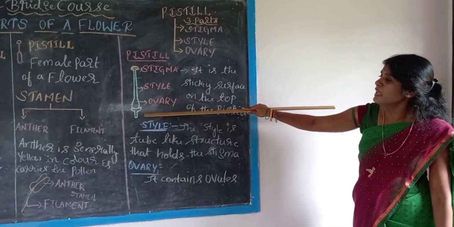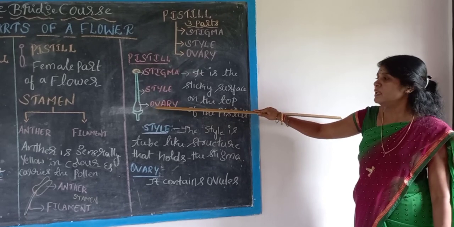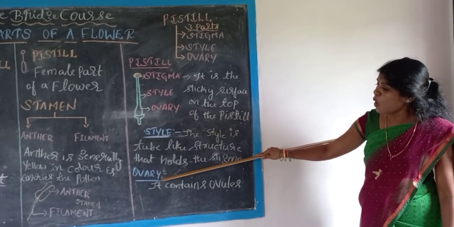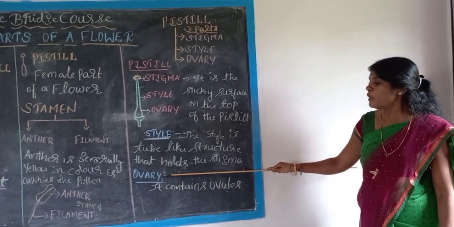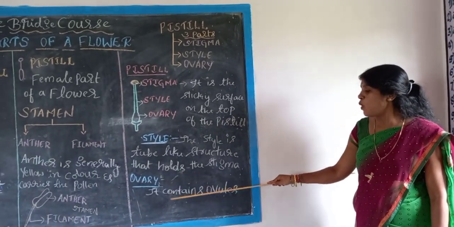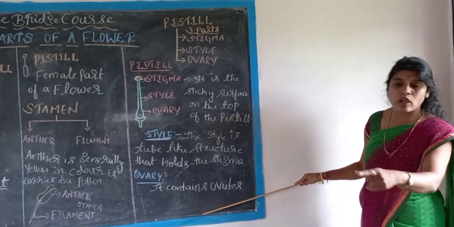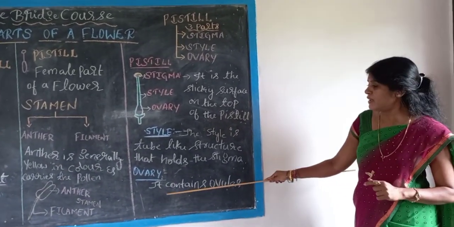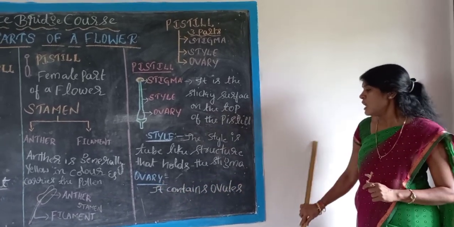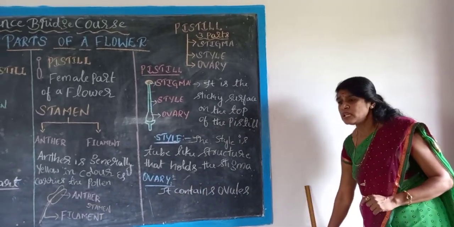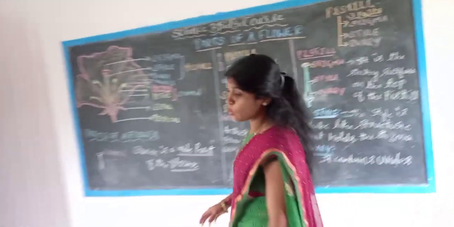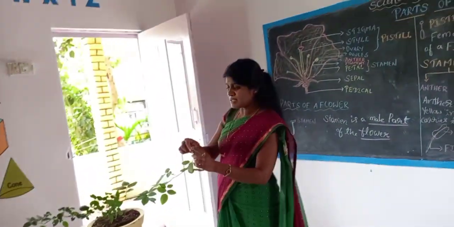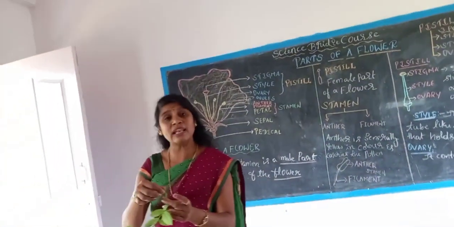And lastly, it is the ovary. The last part is the ovary. What does the ovary contain? This ovary contains ovules. I already showed that in the flower. The ovary contains the ovules.